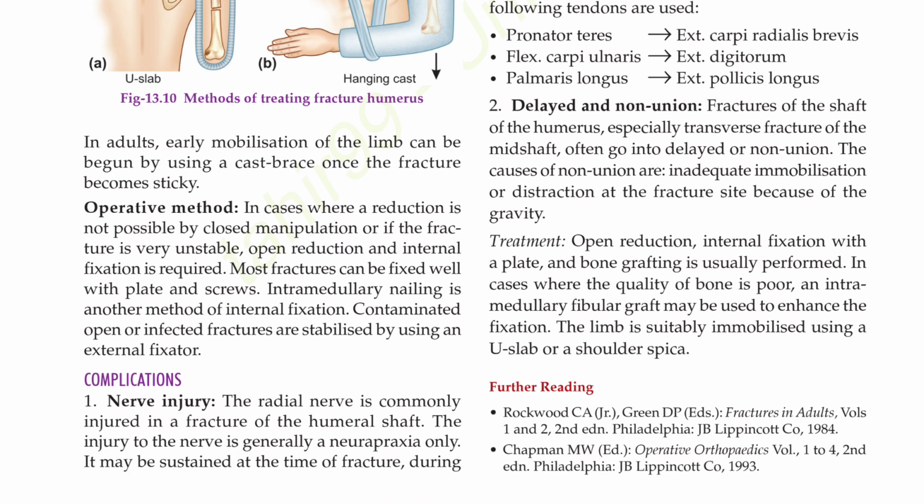Operative method: in cases where reduction is not possible by closed manipulation or if the fracture is very unstable, open reduction and internal fixation is required. Most fractures can be fixed well with plate and screw. Intramedullary nailing is another method of internal fixation. Contaminated open or infected fractures are stabilized by using an external fixator.